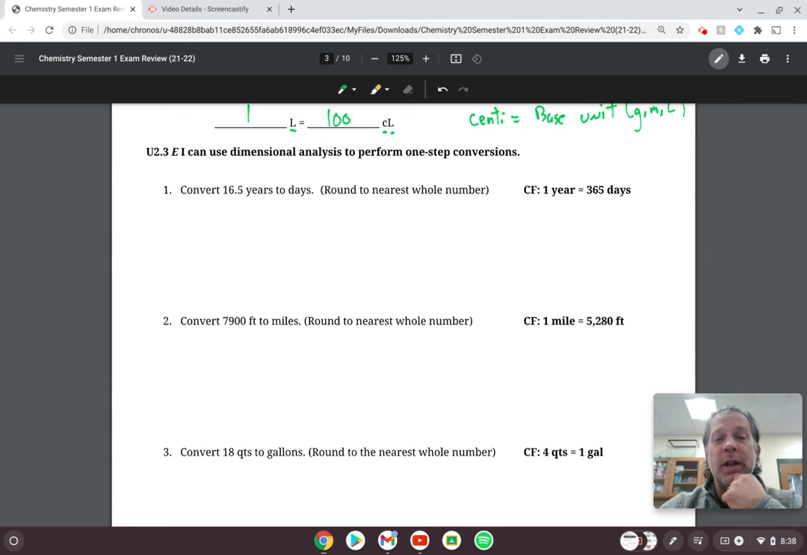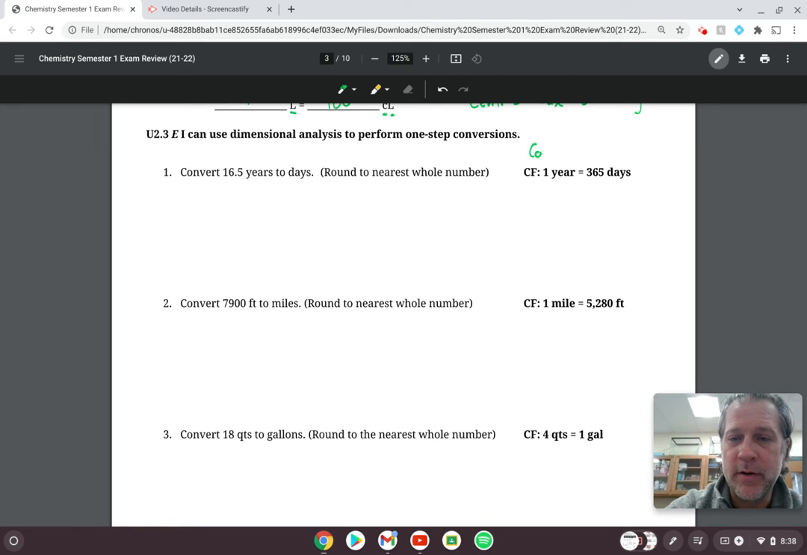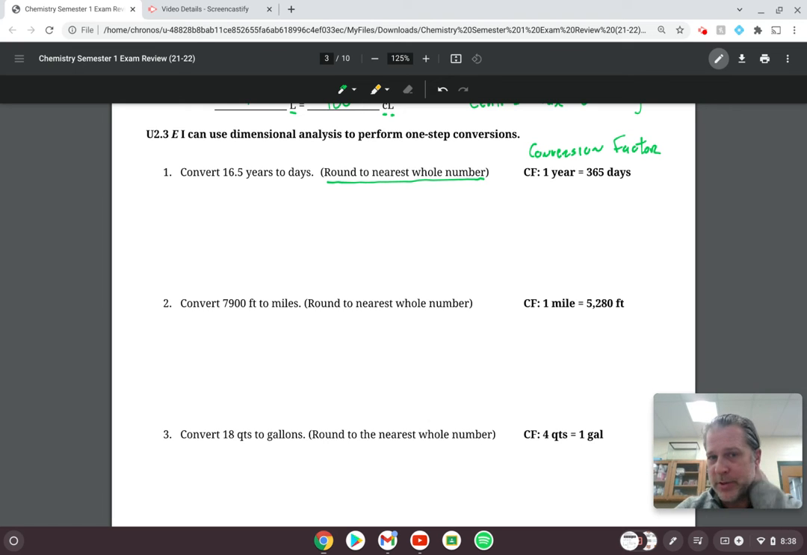Okay, I can use dimensional analysis to perform one-step conversions, and hopefully these were the ones that weren't too difficult for you. In all of these problems, in this particular part of the exam, we will always give you the conversion factor, and we will tell you where to round. In this part of the school year, we had not yet talked about sig figs, so we're asking you to round to the nearest whole number. We will get into sig figs later, actually in the next video.